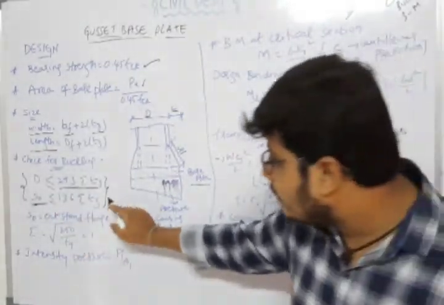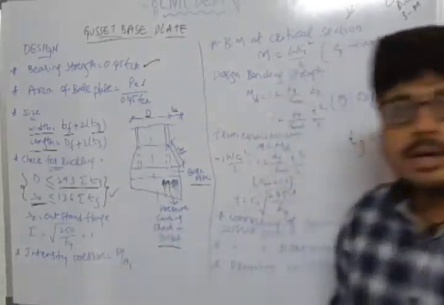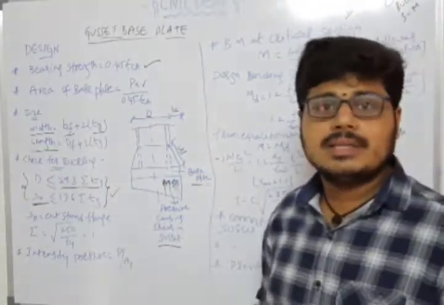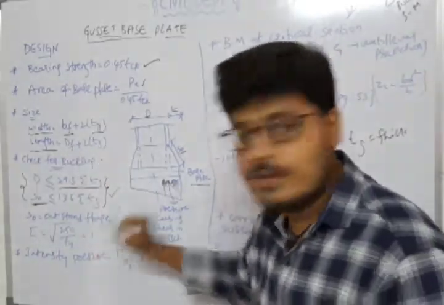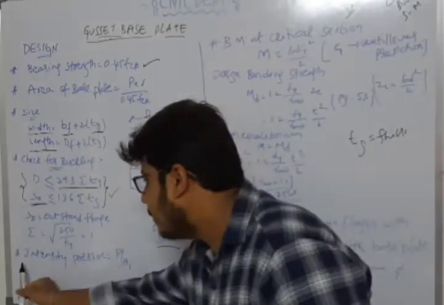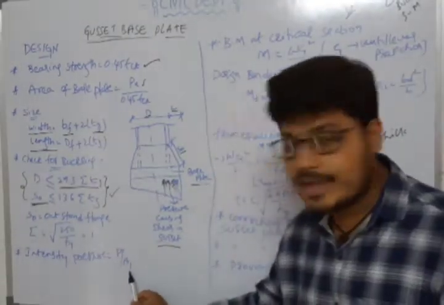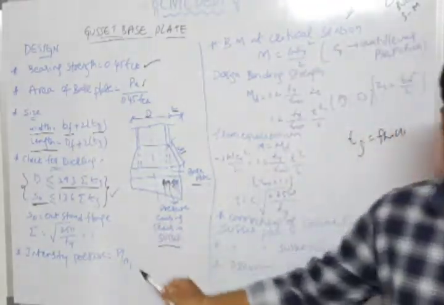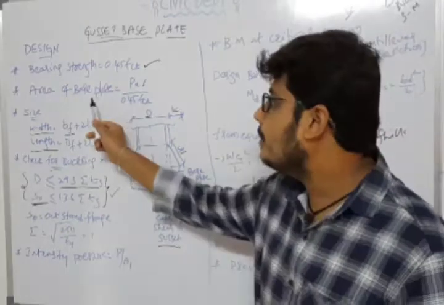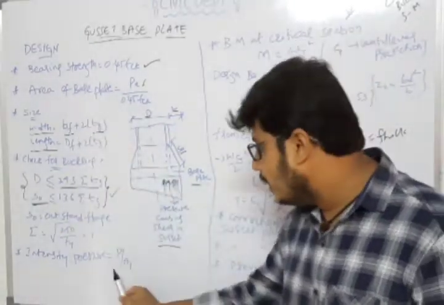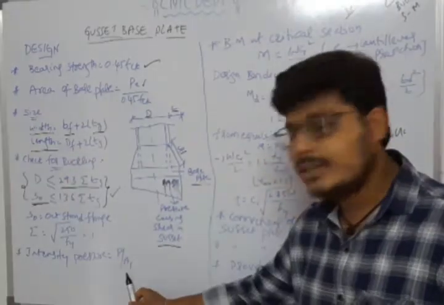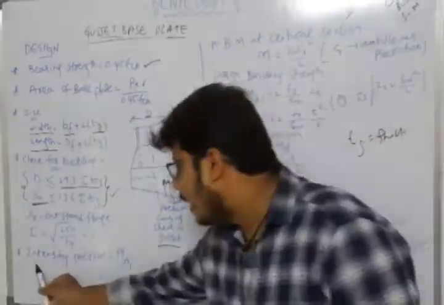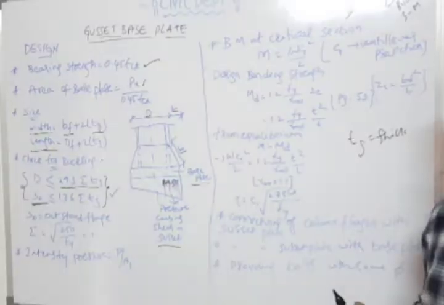While solving the problem, these formulas are in the code book; I will tell you the page number. So this is the fourth step, the check for buckling. The fifth one is the intensity of pressure, which is load by A1, where A1 is the area provided. Here the area means the base plate. We have provided the size, so from the size we get the area provided and calculate the intensity of pressure.